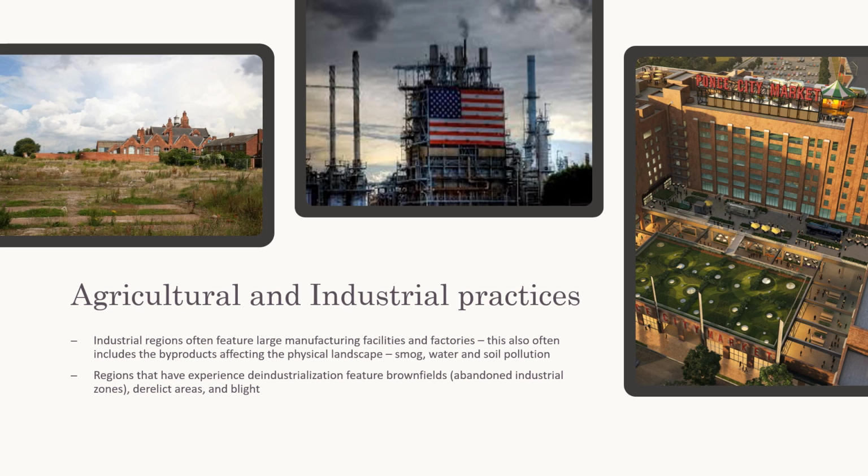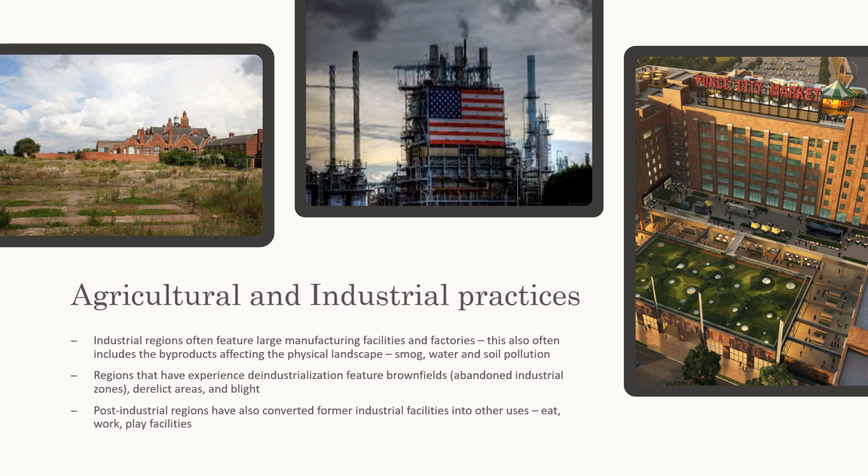And then the opposite of this, when we see deindustrialization occur, we have brownfields. These are these abandoned industrial zones or derelict areas. We see urban blight or manufacturing blight is what we call it. So that's that image up here in the top left, where this factory has been abandoned, and we can see that an old area that was probably a parking lot has now been kind of overtaken by weeds and grasses.